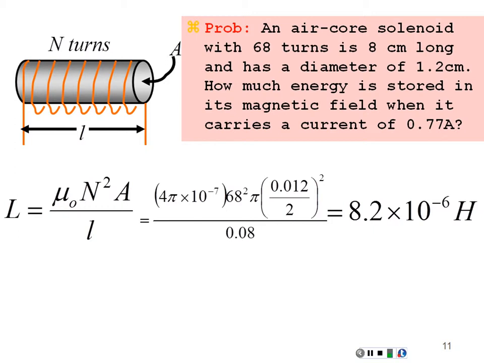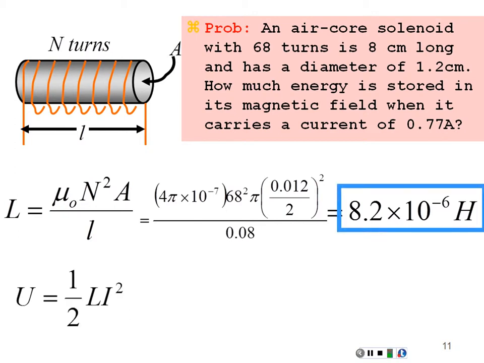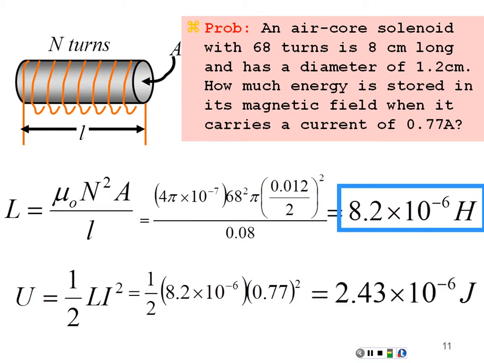Now with a current of 0.77 amps, the energy stored is 1/2 the inductance times the current squared, 1/2 times 8.2 times 10 to the minus 6 henries, 0.77 amps squared, and that will give us, everything's SI system, 2.43 times 10 to the minus 6 joules. So that would be the energy stored in that solenoid with that current running, 2.43 times 10 to the minus 6 joules.